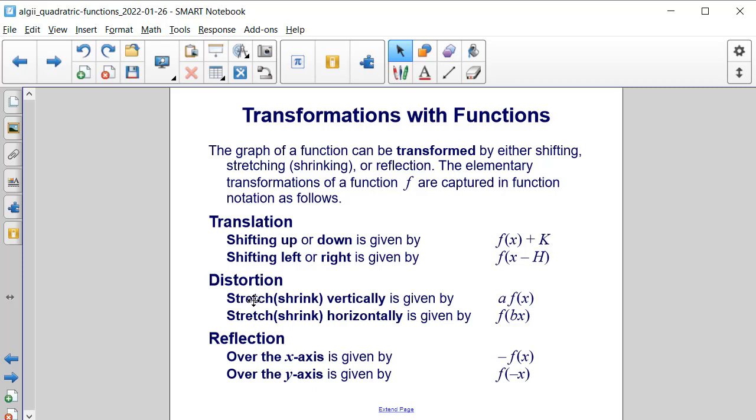For distortion, if you're stretching or shrinking vertically, it's given by a times f of x. If you're stretching or shrinking horizontally, it's given by f of b times x, in parentheses. For reflection, when reflecting over the x-axis, we have negative times f of x. If we're reflecting over the y-axis, we have f of negative x.